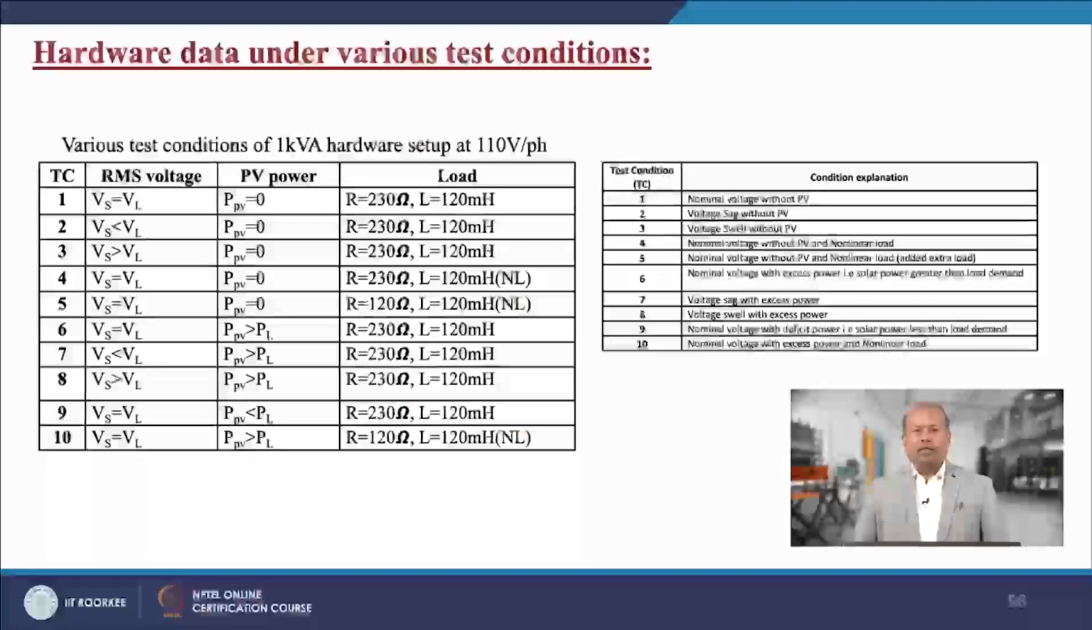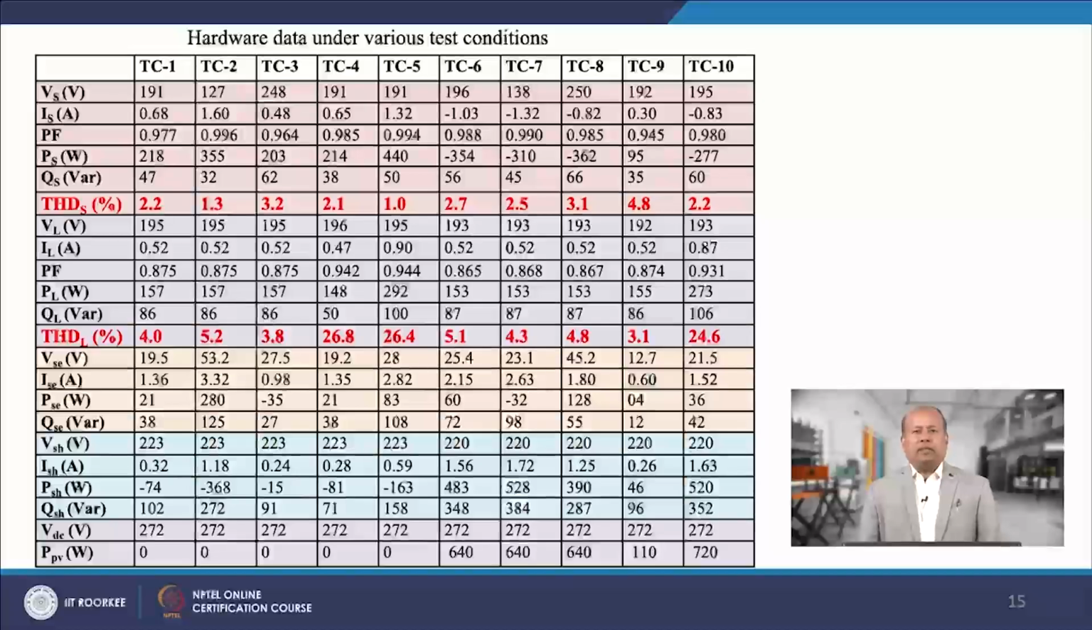Here, various test conditions of the hardware setup at 110 volt per phase are considered. For the above test conditions, various parameters such as voltage, current, power factor, real and reactive power and THD are measured on the source side, load side, series and shunt side as well as towards the DC link side. These are tabulated clearly and from the table we can observe the behavior of the proposed system under various test conditions.